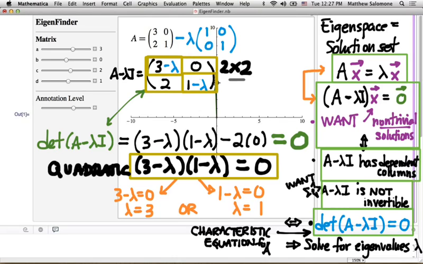So, given that a 2 by 2 matrix produces a quadratic characteristic equation, what do you think is the general example for an n by n matrix? What is the characteristic equation going to look like?